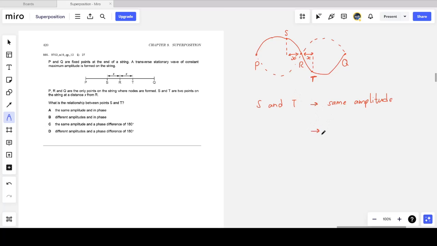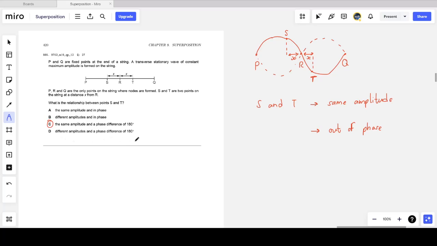But because they are doing the opposite things at the same time, meaning if S is moving down, T is moving up, they will always be out of phase, irrespective of the distance x. As long as the points are equidistant from the node on either side, they will be out of phase. They'll be doing exactly the opposite. So when S is moving down, T is moving up, and vice versa. And so these 2 points have the same amplitude, but they're out of phase, or they have a phase difference of 180 degrees. And so this corresponds with option C.